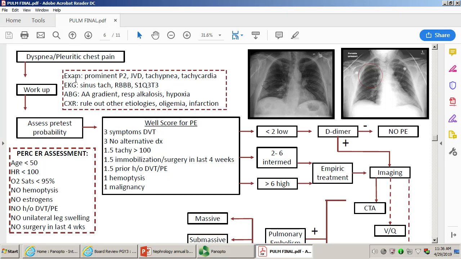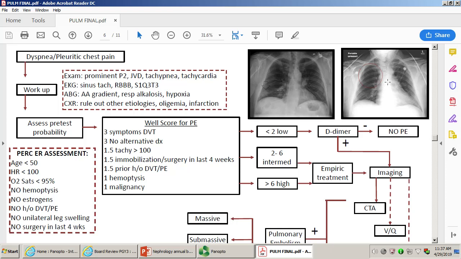Our PE page. So again, in the workup, your exam, the EKG, ABG, and chest x-ray could all be suggestive of a PE, but you are not going to be diagnosing or treating PE off of those. What chest x-ray finding do you see here? Hampton's hump, which is a wedge-shaped opacity representing an infarct.